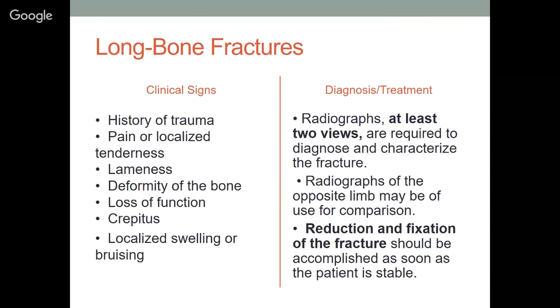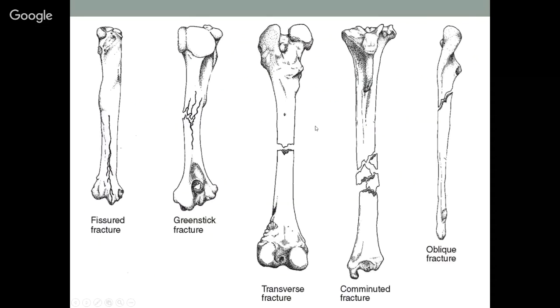Let's go back and look at the types of fractures. So a splint or a cast would help in fractures that are already pretty much together. So a fissured fracture, a green stick fracture, it would be very helpful with. And sometimes even with a transverse fracture, especially if we have this little notch here that will keep that bone from rotating on itself. So those fractures can be very helpful.